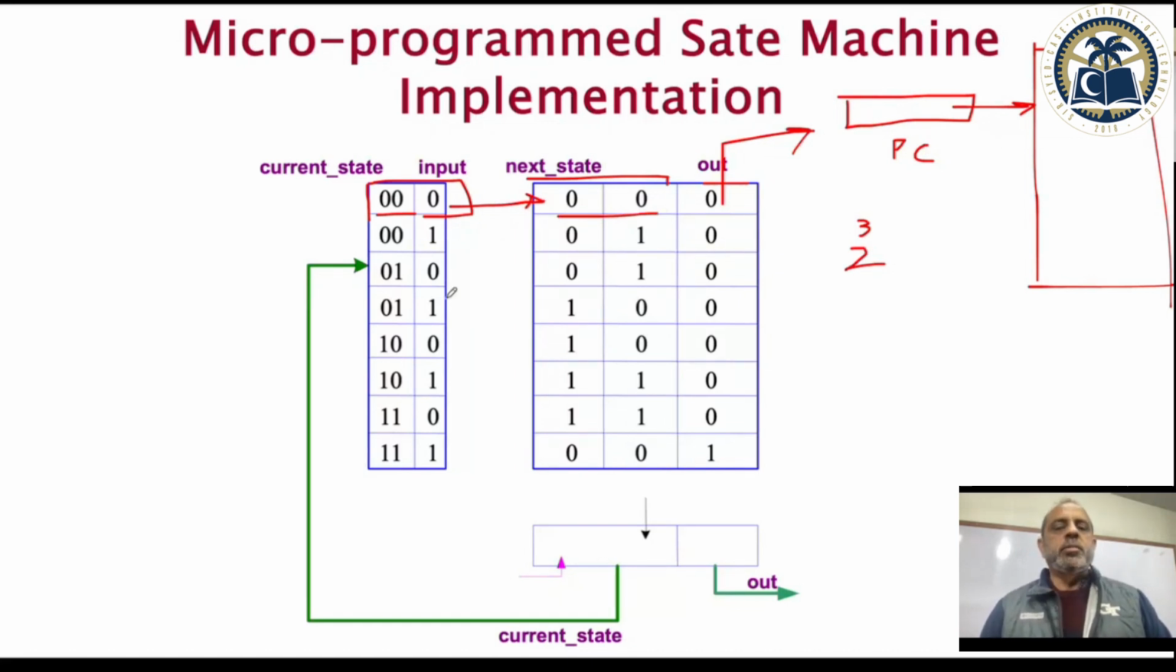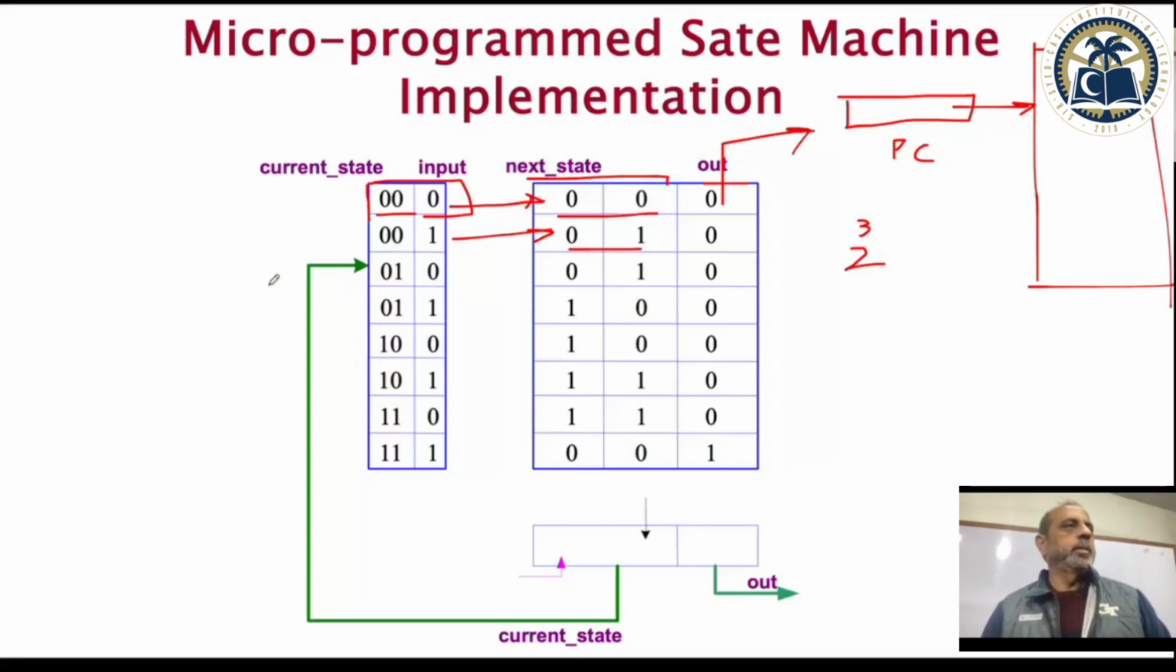So if it is 0 0, input is 0, your next state is 0 0, and your output is 0. So you remain in this state. So again, your address is 0 0 0, and now you get a 1. Now you get a 1, automatically the address will change. You come here, and now your next state will be 0 1. Okay, so next state is 0 1, output 0. You are getting 0 0 0 0.